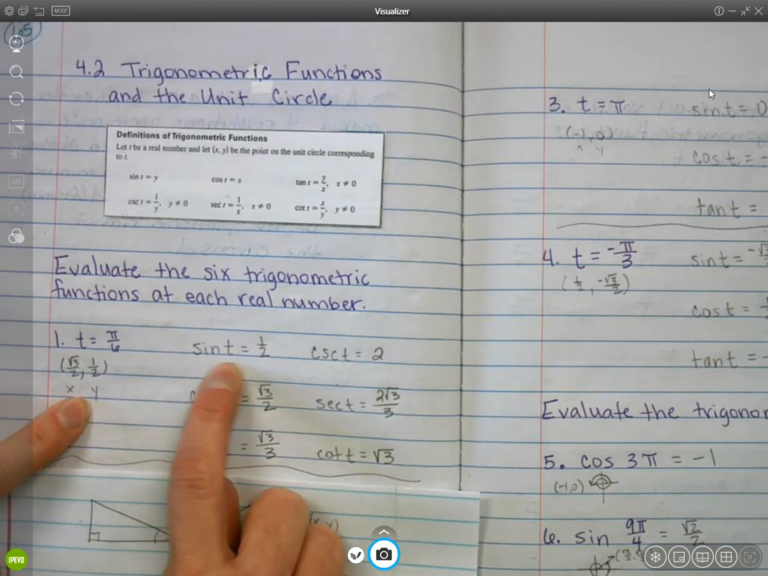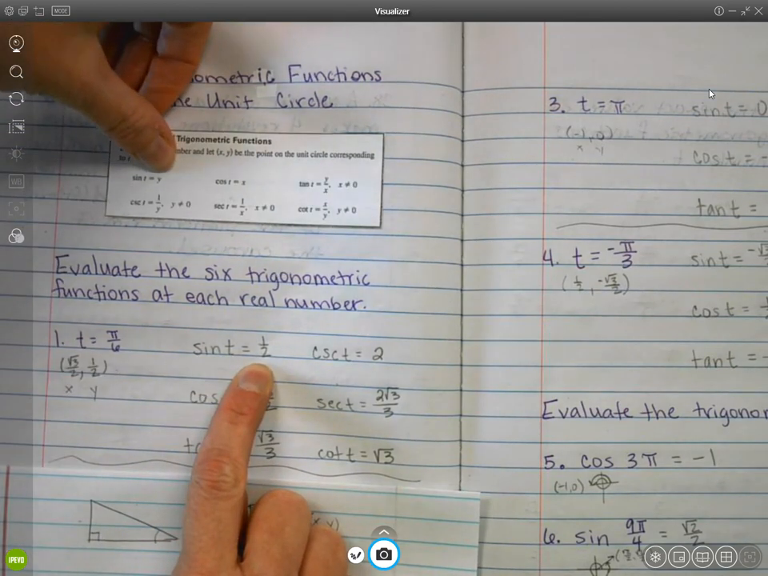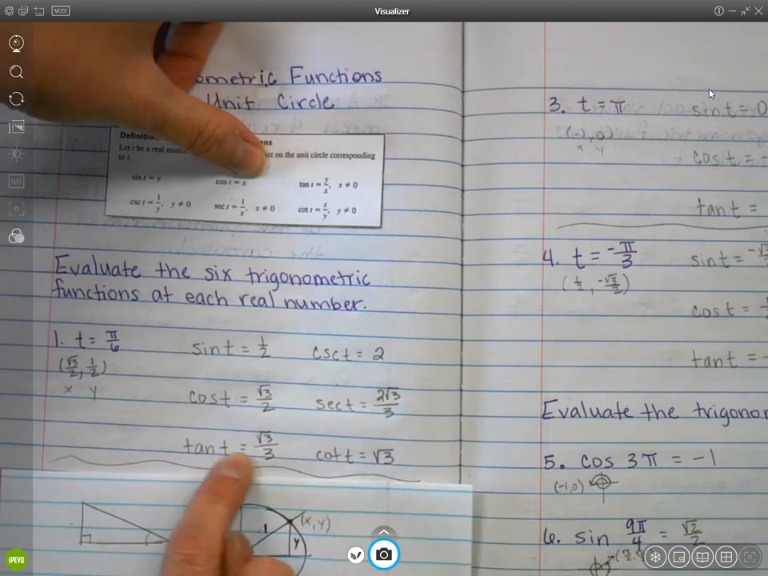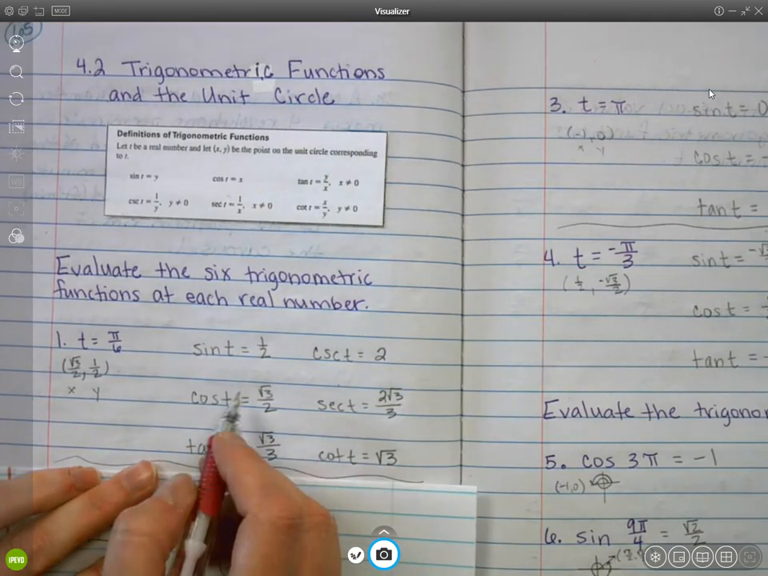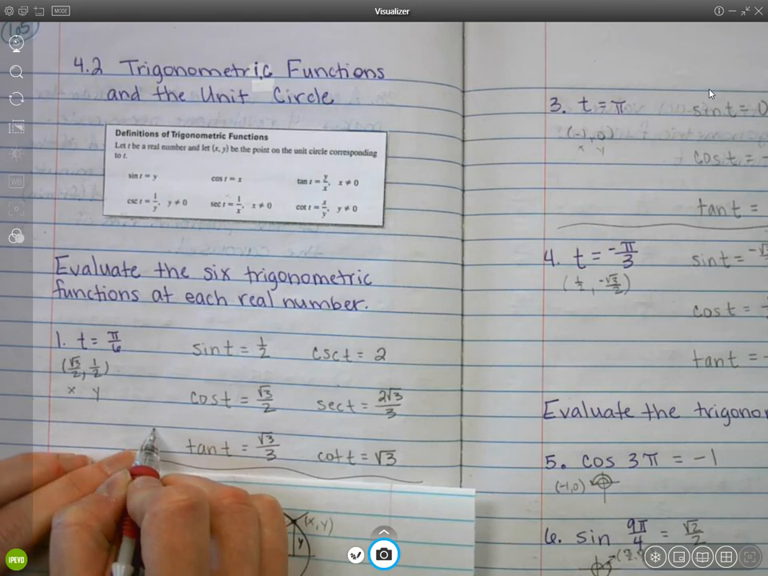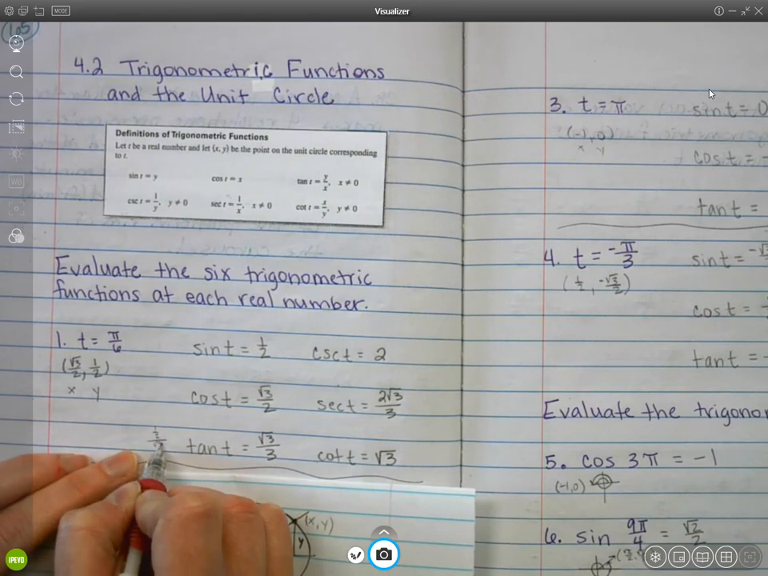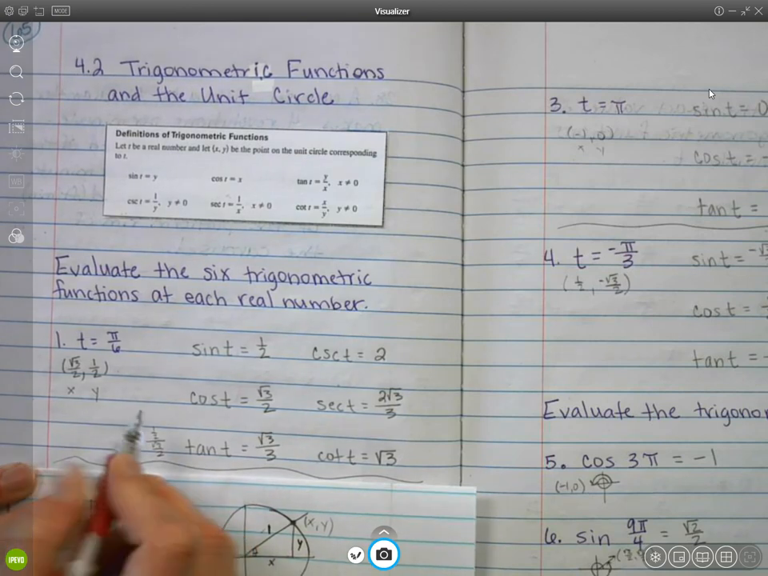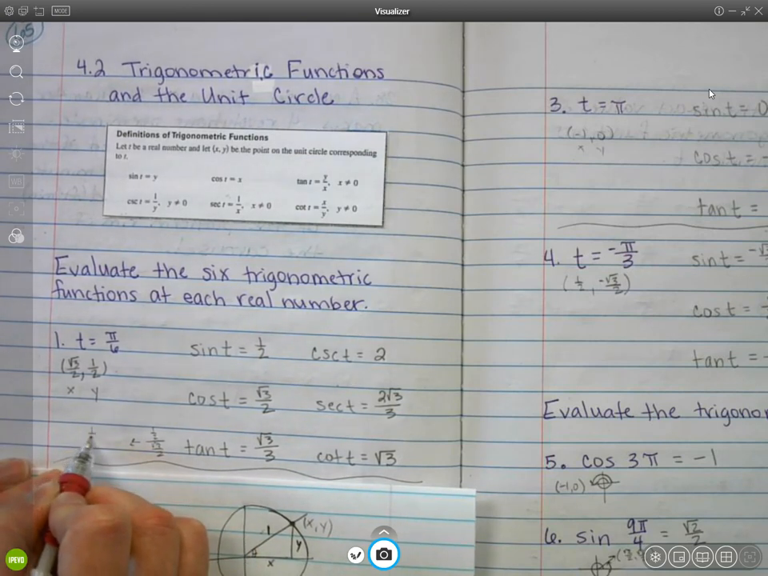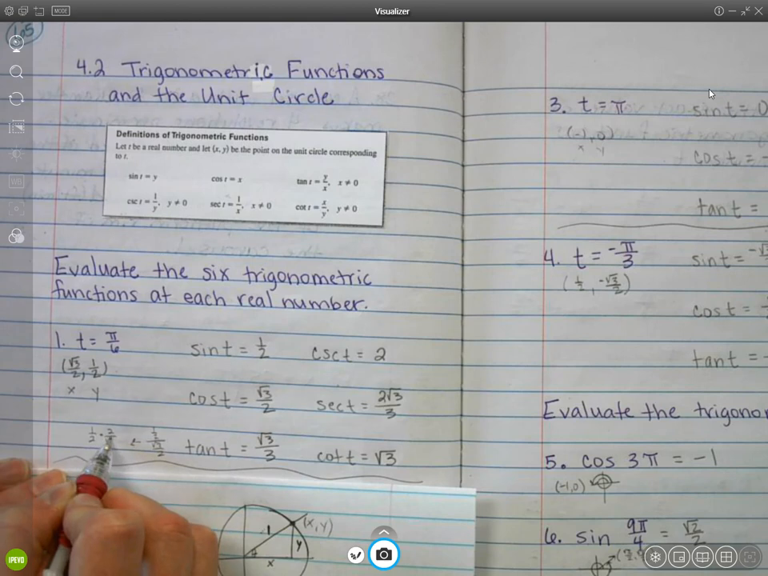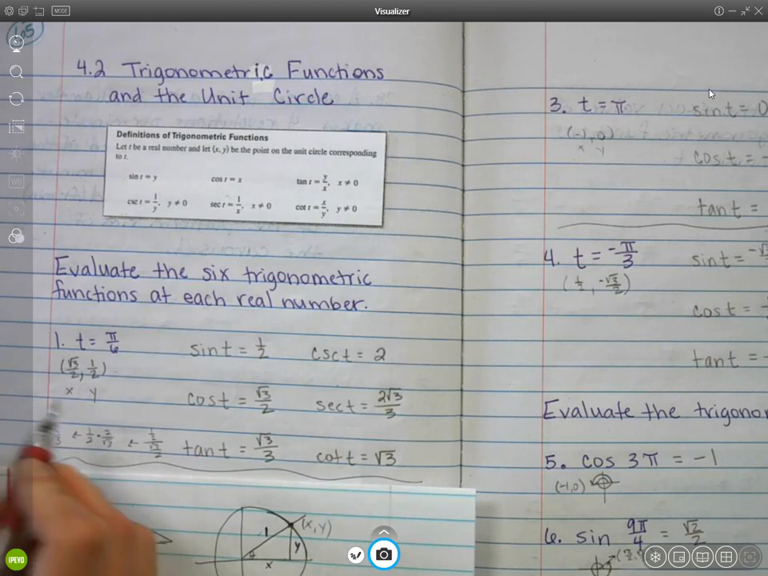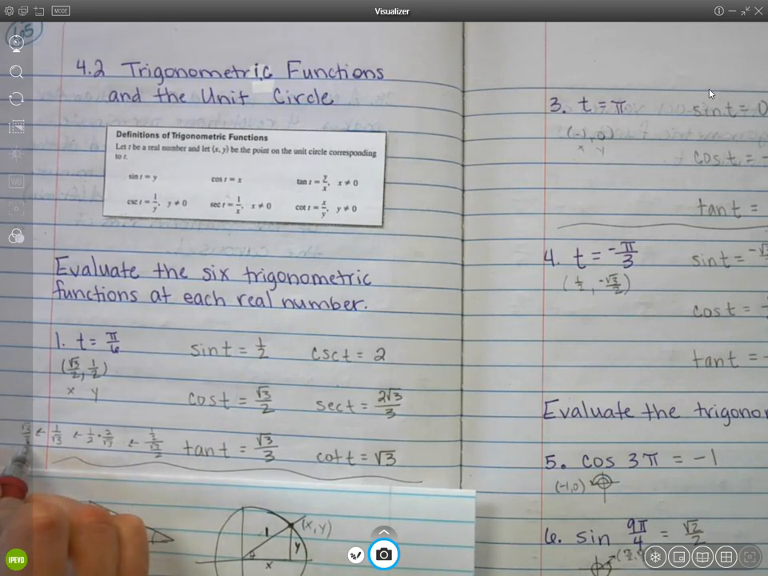So sine is the y, cosine is the X, tangent, you have to do y over x. So for y over x, that's 1/2 over root 3 over 2. So I'm going to work this way. So that means we have 1/2 times 2 over root 3, which means we have 1 over root 3, which then has to be rationalized and becomes root 3 over 3.